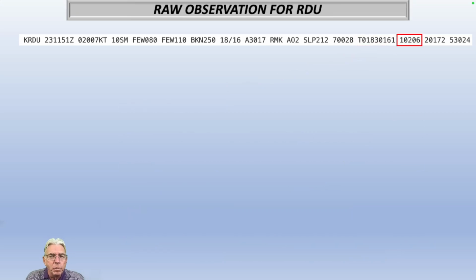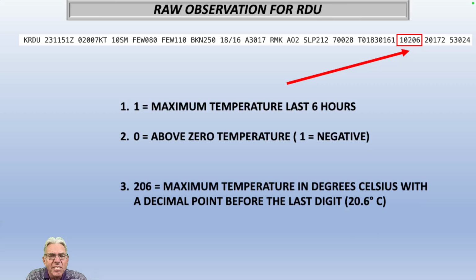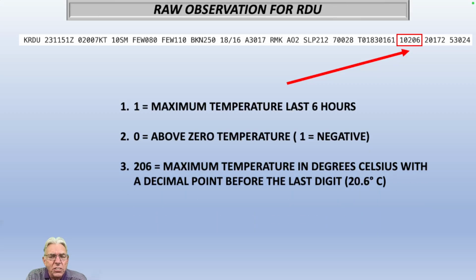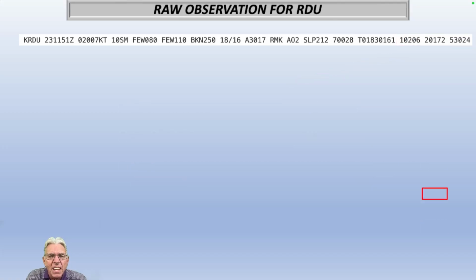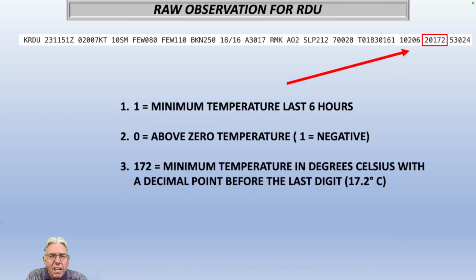Next, the 1 group is the maximum temperature in the last 6 hours, okay? And 0, again, means above 0, 1 is negative. 206 means the maximum temperature in the last 6 hours is 20.6 degrees Celsius. The 2 is the minimum temperature in the last 6 hours, and that turns out to be 17.2.